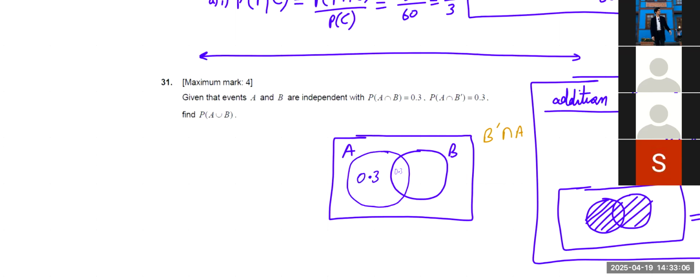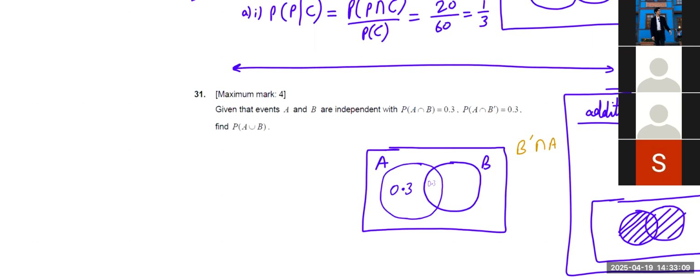Now what am I trying to find? I'm trying to find A union with B, which means that I need to know this missing part. And honestly, there's nothing given here that can help me find that missing part, except I know another important little idea. I know that A and B are independent of each other. Now, if two things are independent, they must follow this rule.